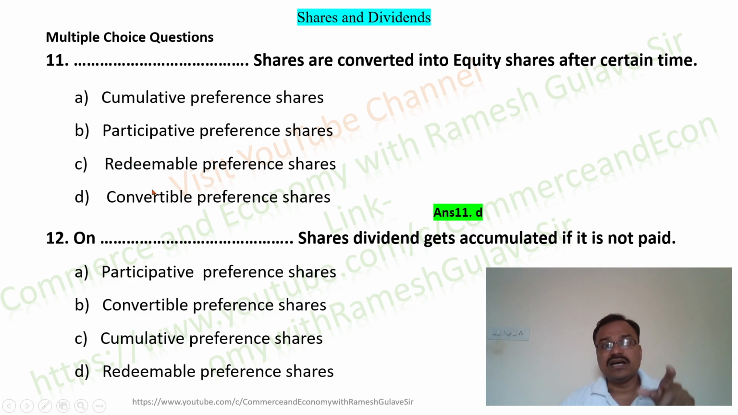So here in question number 11 and 12, you can observe all 8 types of preference shares. Basically both the questions are on the types of preference shares, right? So on cumulative preference shares dividend gets accumulated. So for question number 12, option C is the right answer.